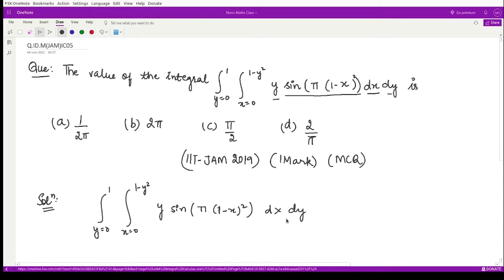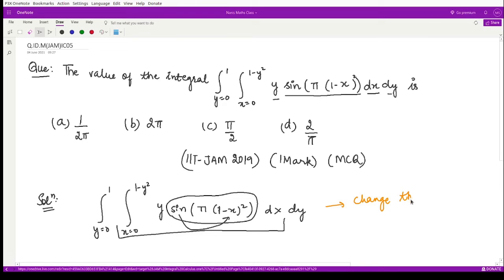So when you firstly perform the integration with respect to x, this quantity 1 minus x square in the angle will create a problem and you are not directly able to calculate the integration. So what can be done here in order to calculate this integration? If you wanted to solve this integral, firstly we will change the order of limits and we can try to solve the question in that way.